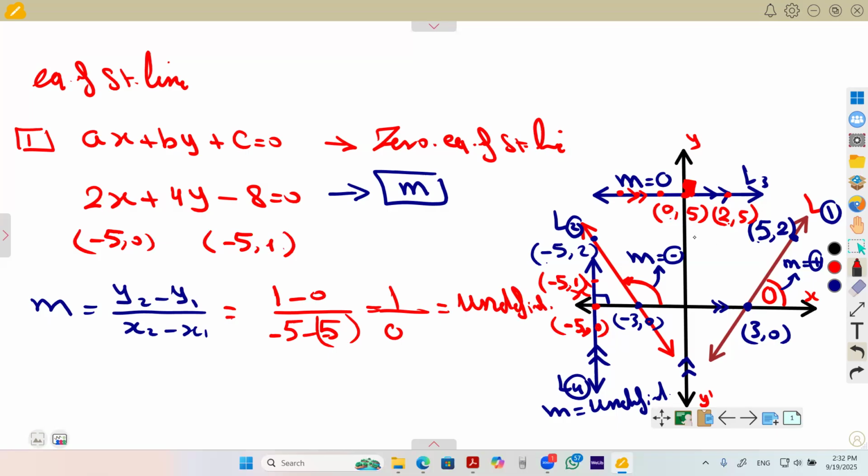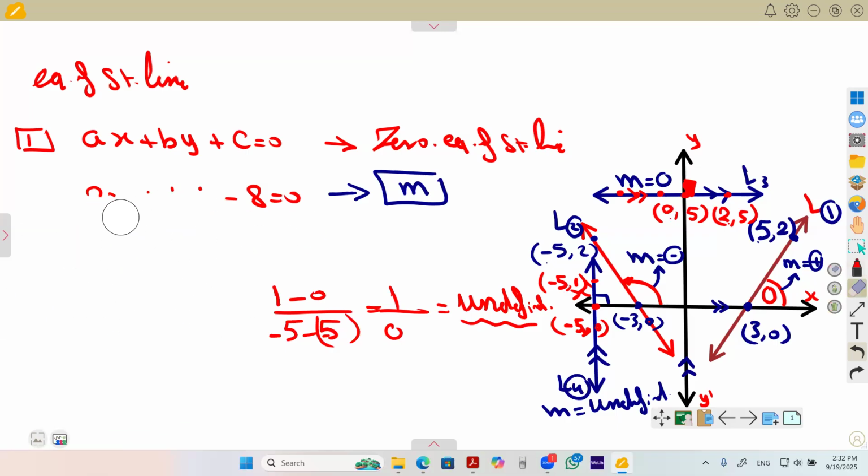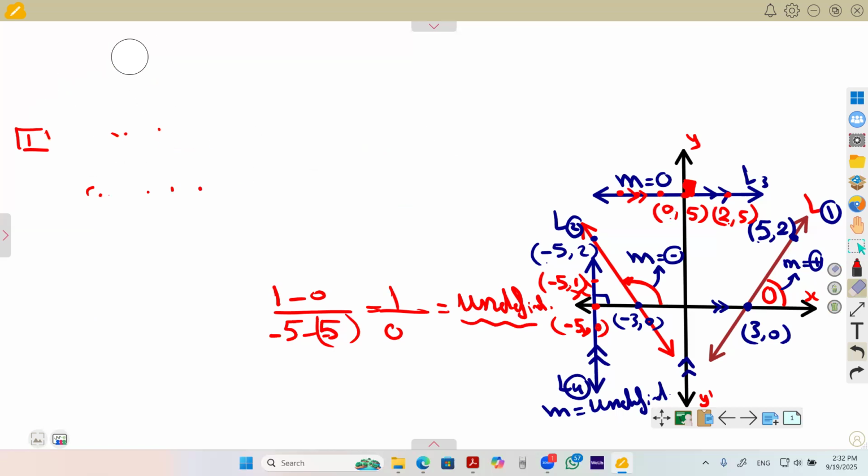Do you know the meaning of undefined? Undefined means a number that is not known. Very good. But do you know why any number over 0 is undefined? Let me teach you a nice trick. If I ask why 6 over 2 gives you 3, it is because 2 times 3 is 6.